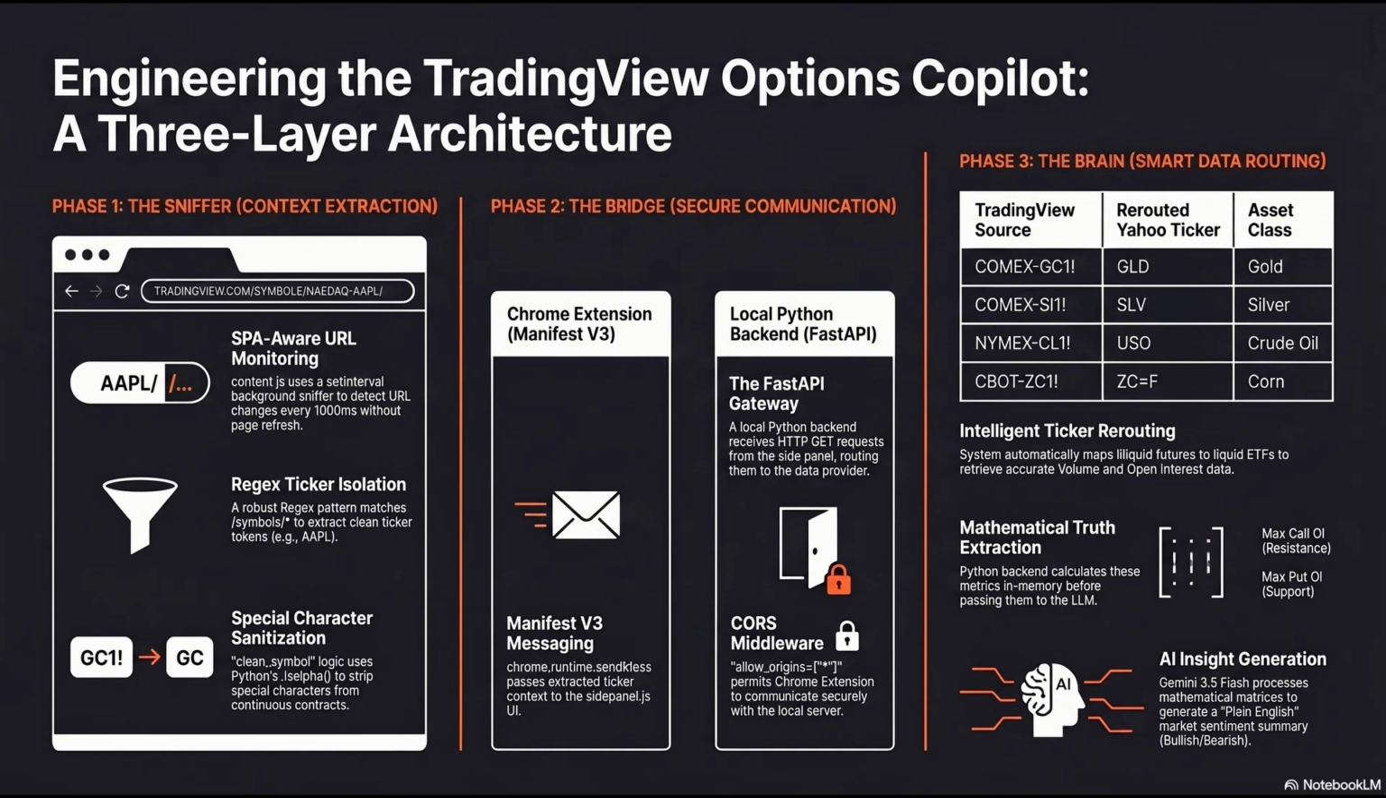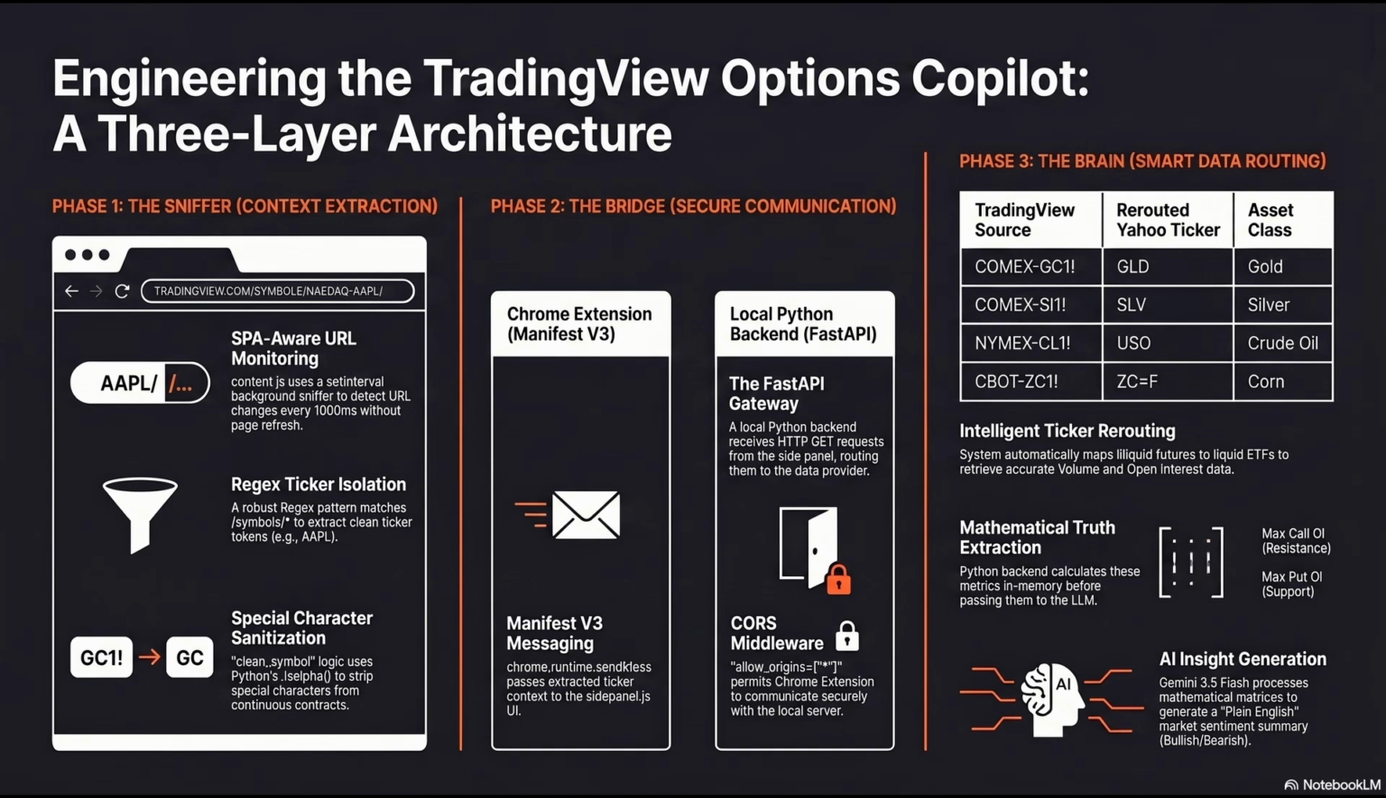Once the string is sanitized, the brain of the backend, the dynamic rerouting module, takes over. And this is where the magic happens. The Python code enters an if-else block. It checks the exchange and the clean symbol. If it sees the exchange is COMEX and the symbol is GC, which is gold, it does not ask Yahoo Finance for gold futures. It knows that will fail. Instead, it dynamically reroutes the query, fundamentally altering the request in transit, and asks Yahoo for GLD.